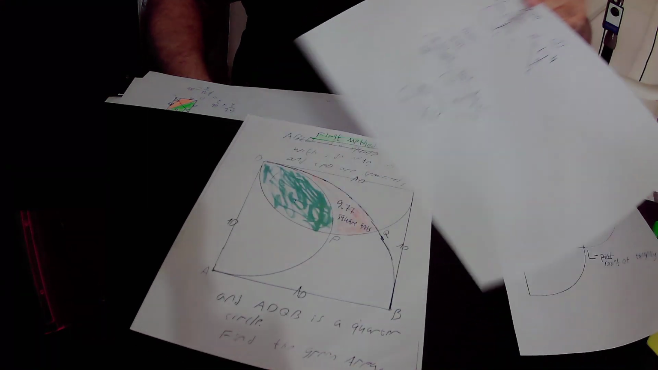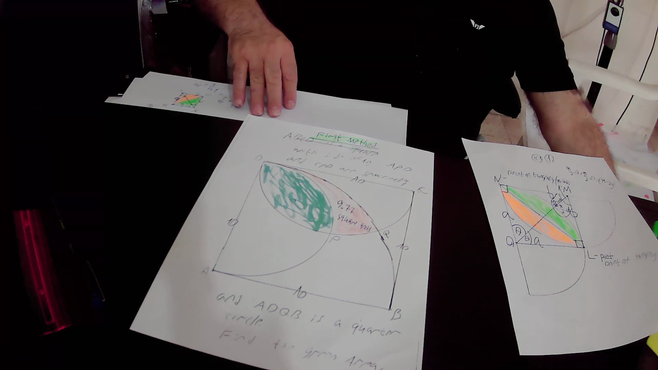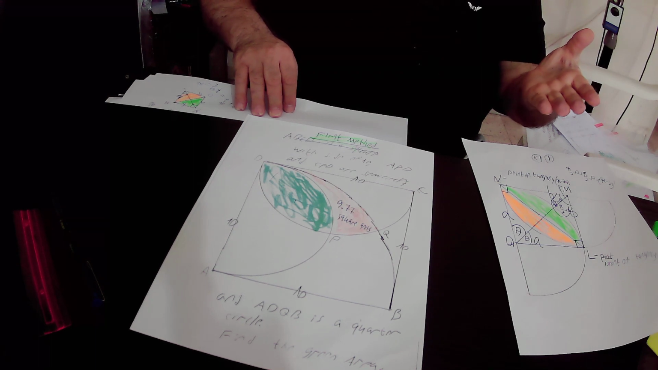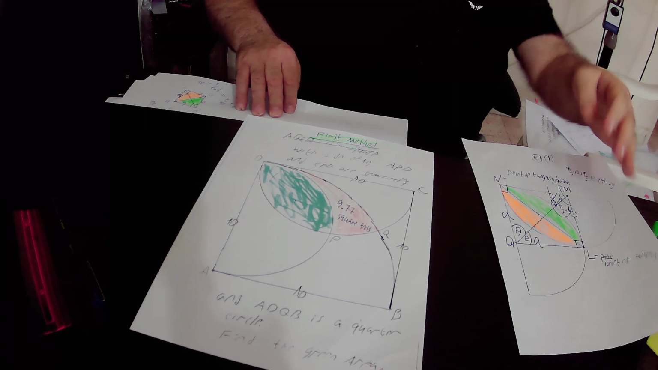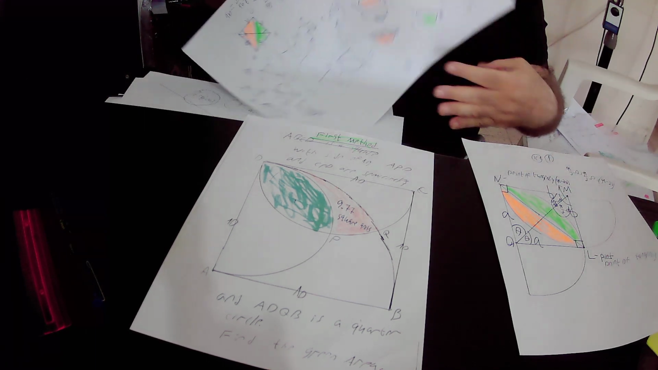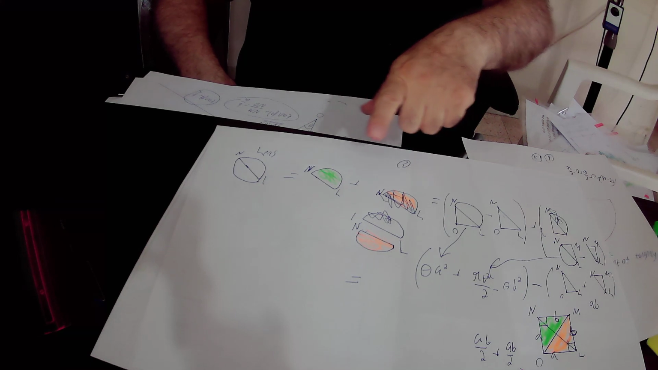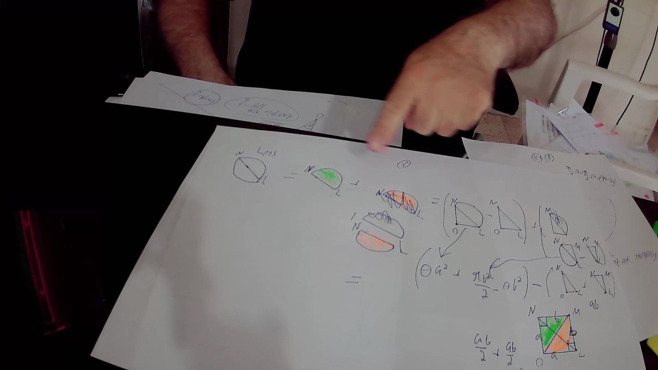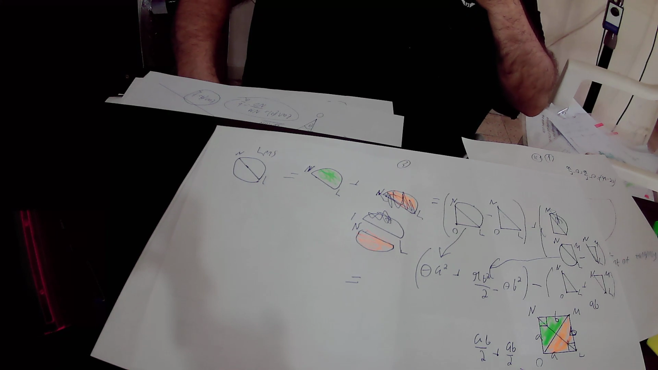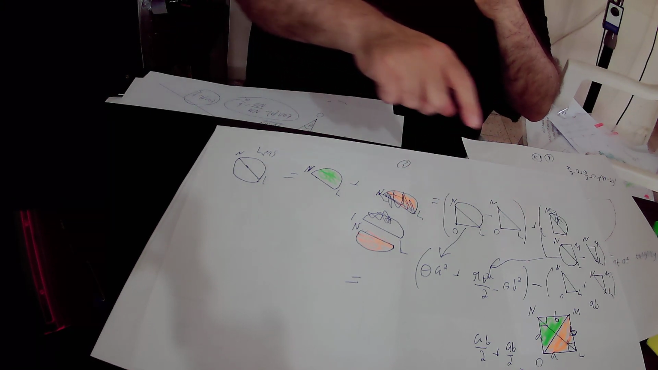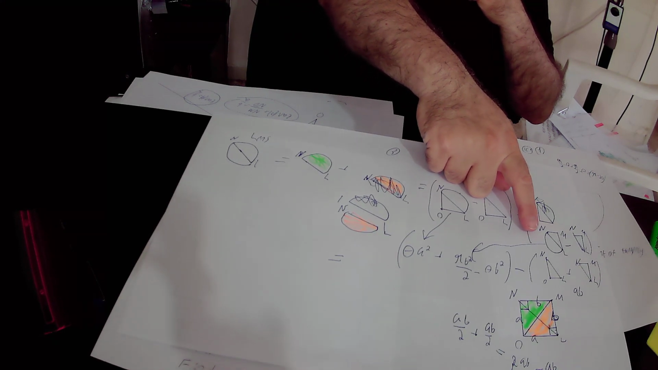Okay, then we added the two areas together, and the sum of the areas of the two circular segments gave us the area of this lens, that could be any lens. So the area of the lens equals the sum of the areas of the two circular segments, the upper circular segment and the lower circular segment. Okay? So the area of the lens equals the sum of the areas of the two sectors minus the sum of the areas of the two triangles.